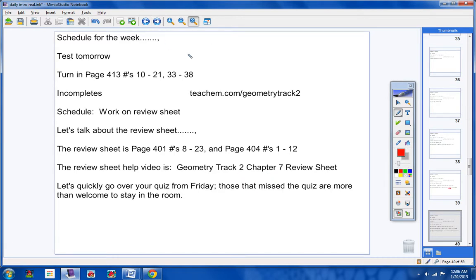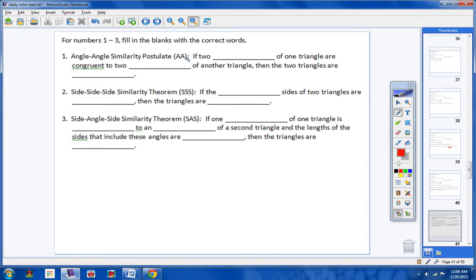Let's quickly go over your quiz from Friday. Those that missed the quiz are more than welcome to stay in the room. I want everyone to have their quizzes on the desk, and I want you to listen so you're learning where your mistakes were. First of all, I'm not going to fill in the blanks for you. That's totally your job. You can look in your notes and see where you made your mistakes.